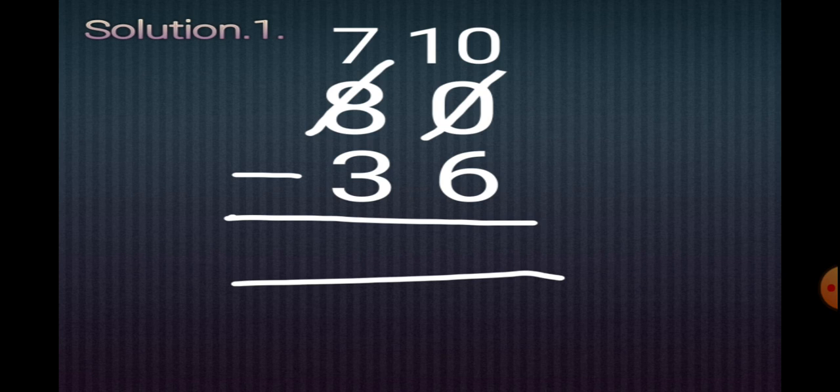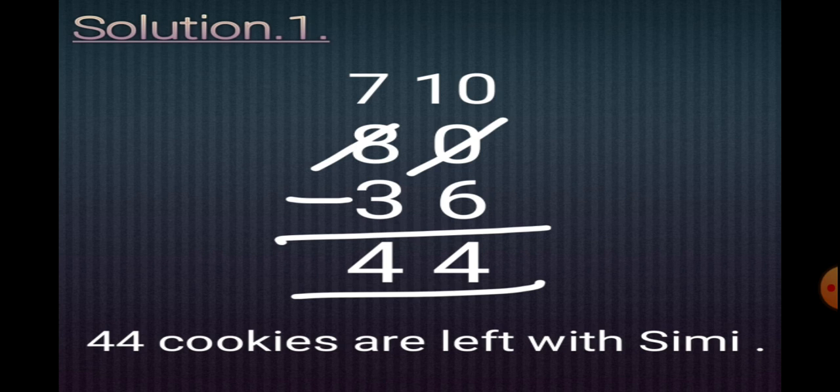Now we can subtract. 10 minus 6 is equal to 4 in the ones place, and in the tens place 7 minus 3 is equal to 4. In this way your answer is 44 cookies are left with Simi.